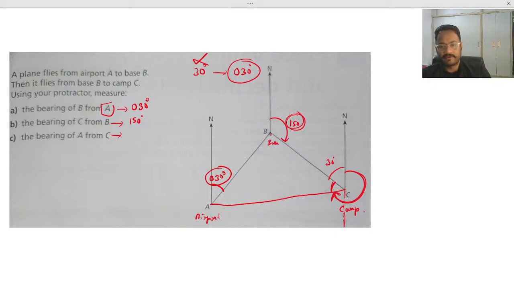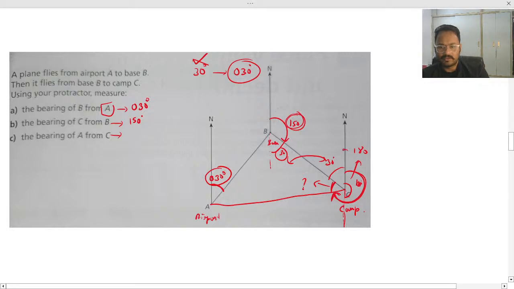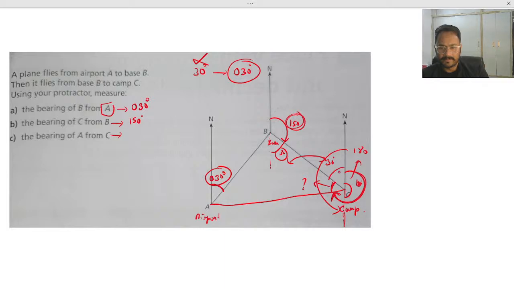Because see, if we draw a straight line also, then also this will be 30 degree. So if this is 30, then this will be 30. These two angles are equal, they are alternate angles, and we need to get this angle. This is 180, and this whole angle is 180 again. So 180, and this is 30. So the remaining angle will be 150. So this is 150. Okay.